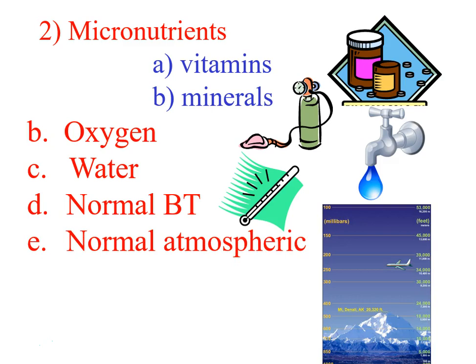And another need is normal atmospheric pressure. We need the right amount of air pushing down on us. You're going to see in the respiratory system that atmospheric pressure actually enables you to breathe, inspiration, and then expiration, because that air pressure is pushing down at a constant pressure. Now, if we go up into the mountains or down below the mountains, it's going to change a little bit, but normal atmospheric pressure.